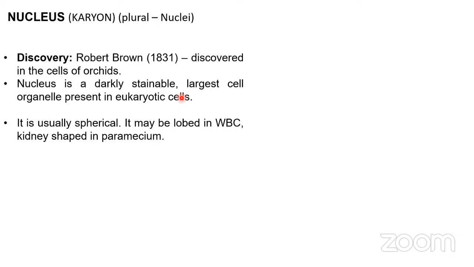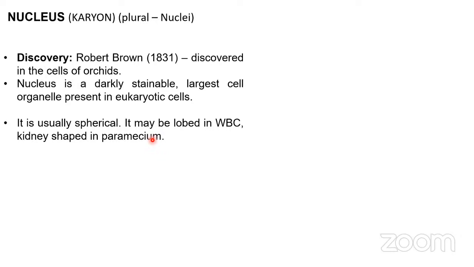which is present, and it is usually spherical, but the shape may change in case of some cells. For example, it may be lobed in case of WBC or kidney shaped in case of paramecium. Usually a single nucleus is present inside a cell, but in some cases there might be two nuclei present inside the cell. Such cells are known as dikaryotic, since two nuclei are present.